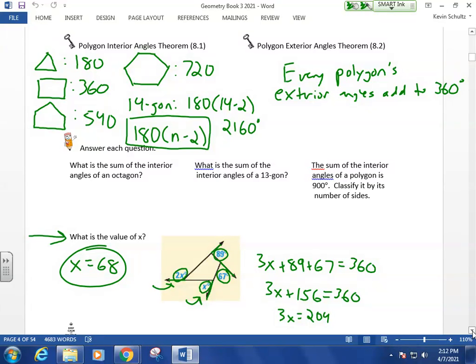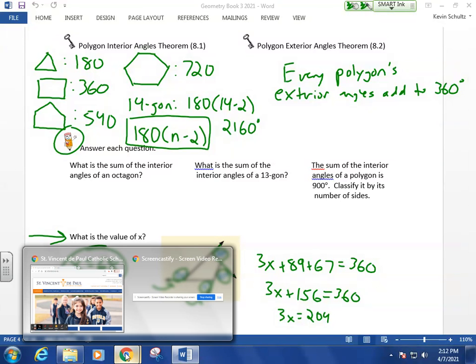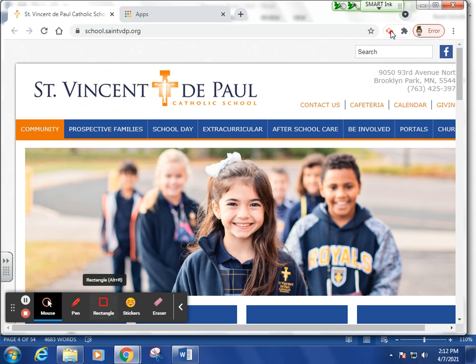Quickly, I'll pause the video so you can do this with your table mate or by yourself. Answer these three questions here involving interior and exterior angles. Actually, these are all interior angles here. So I will pause. We'll come back, talk about it shortly, but do that now, please.